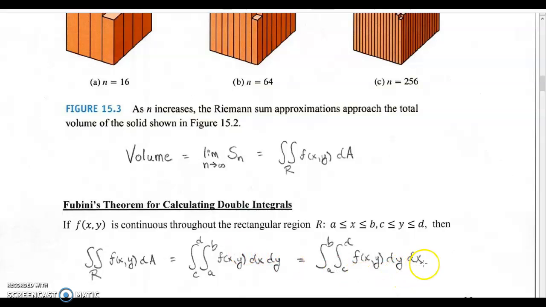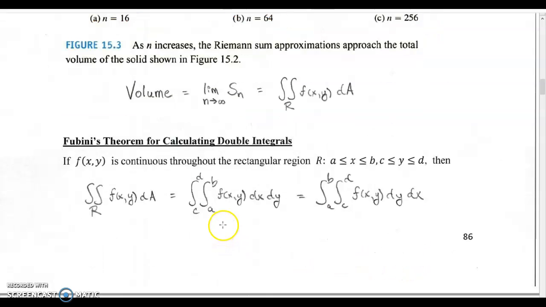I could do dy dx, and so you kind of think of this as working from the outside in. This dx goes with the outside integral and the dy goes with the inside integral. Likewise, the dx goes with the inside integral here, and dy goes with the outside integral here. Now, when you evaluate these, you evaluate the inside integral first, leaving the outside integral alone, and then evaluate the outside integral. And I'll walk you through an example now and show you how that works.